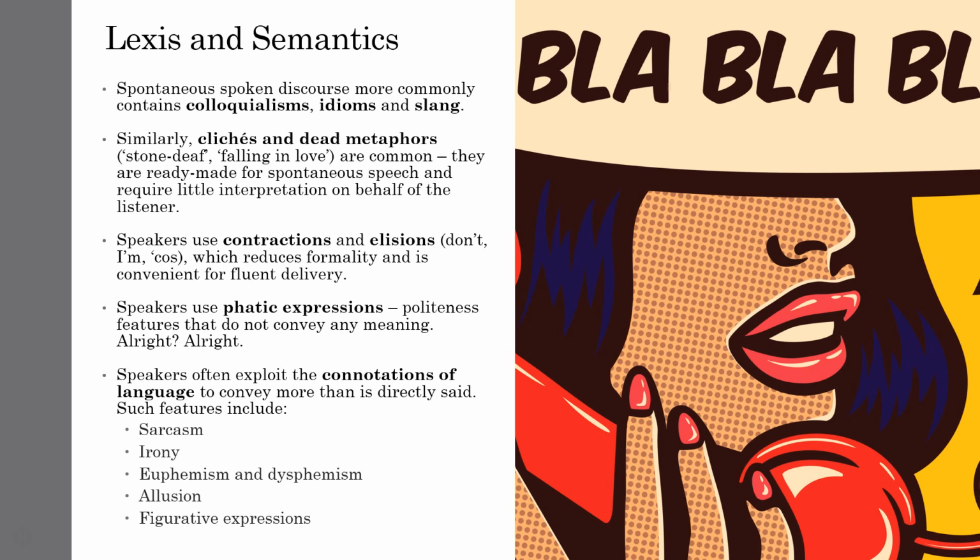In spoken language we use phatic expressions, which are politeness features, and they don't really convey any meaning, such as when we see someone we say 'all right' and they say 'all right'. They're not devoid of meaning because they have a social function. You're acknowledging someone, but the language itself doesn't really have any meaning. It seems to function like a nod would function. It's just a gesture of acknowledgement rather than having meaning itself.